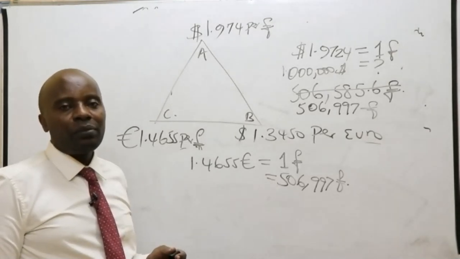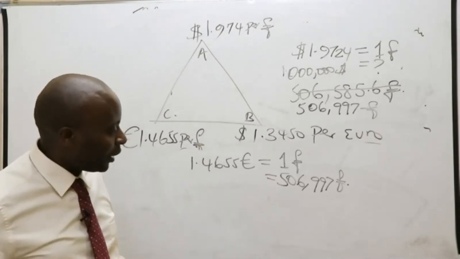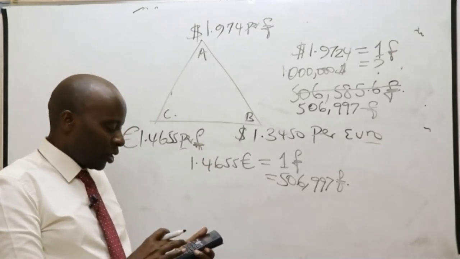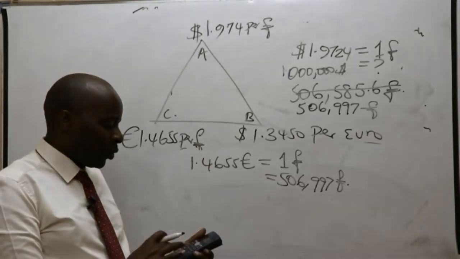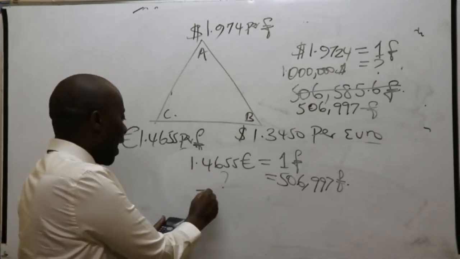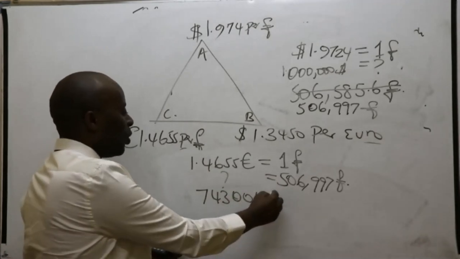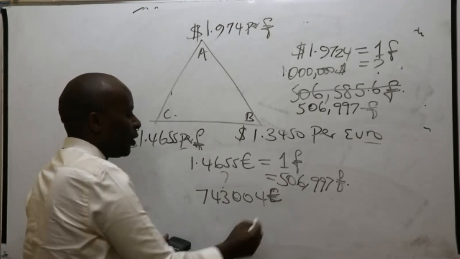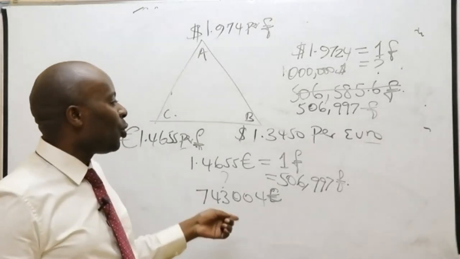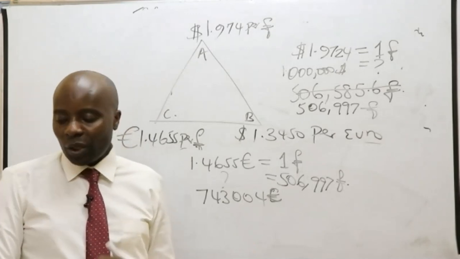So you cross multiply. When you cross multiply, you'll end up getting what here? The figure that you have there, 506,997 times 1.4655, will end up giving us, if you cross multiply here, 743,004 euros. Now, having gotten this number of euros, what do you think we are going to do as the very last thing? Remember, we are attacking our corners. What shall we do as the very last thing?